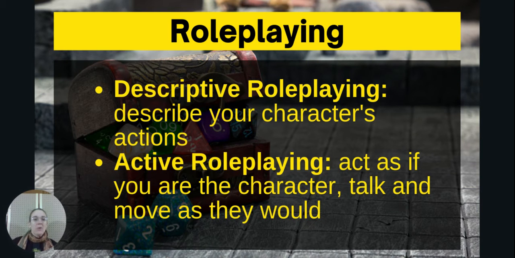First, we need to talk about role-playing. Role-playing is when you, a player, pretend to be a character. There are two types, descriptive role-playing and active role-playing. Descriptive role-playing is when you just describe your character's actions. Active role-playing is when you actually act as if you are the character. You talk and move as they would.